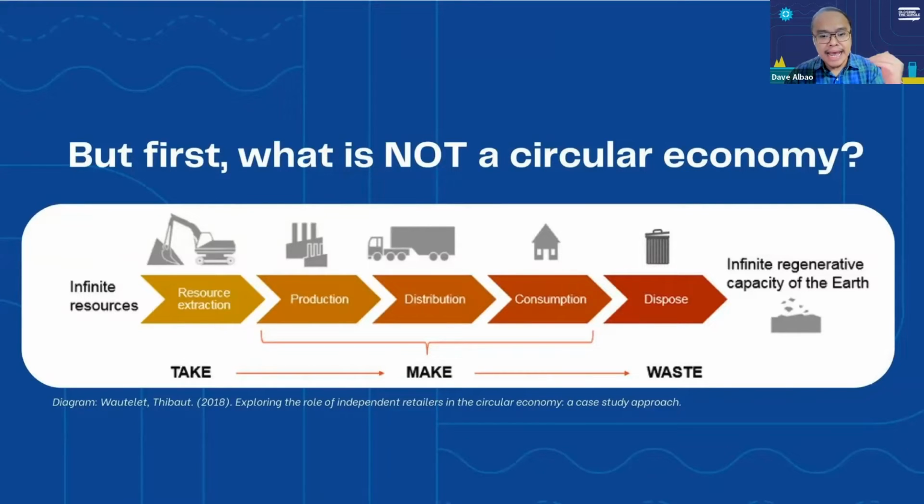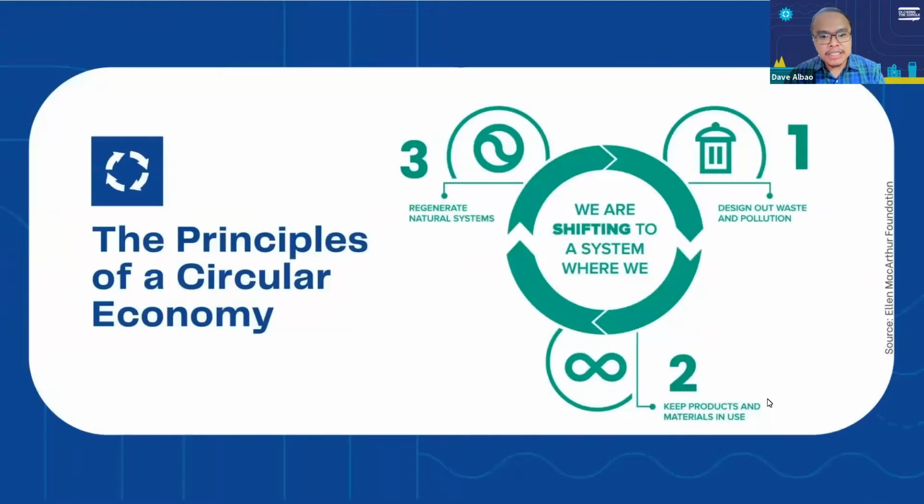So we want to bend the line, and the circle, if you look at the diagram of the circular economy in the next slide, it starts with shifting to a system where we, number one, design out waste and pollution. Look at the top right corner of this diagram. It says design out waste and pollution. A lot of your projects and initiatives are probably focused already on this first principle. The second principle is keep products and materials in use. How do we make sure that the materials that we produce from natural resource extraction stay as long as they could so that we don't need to extract more?